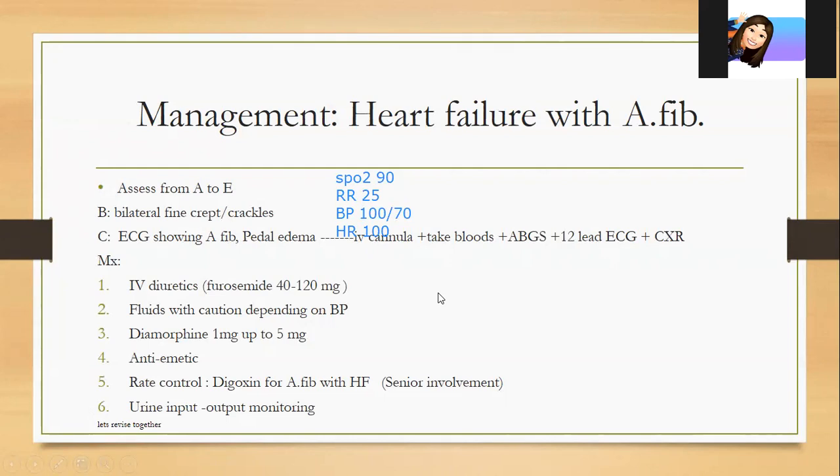What you have to do here is check the pulses, check the peripheries, check for cyanosis, and check the capillary refill time. Don't you think when you are checking the peripheries, you are checking all 4 of them? And if there is pedal edema, you can get a finding here in the C part. What do you think? Please say yes or no. Yes, of course. We can see that swelling is there.